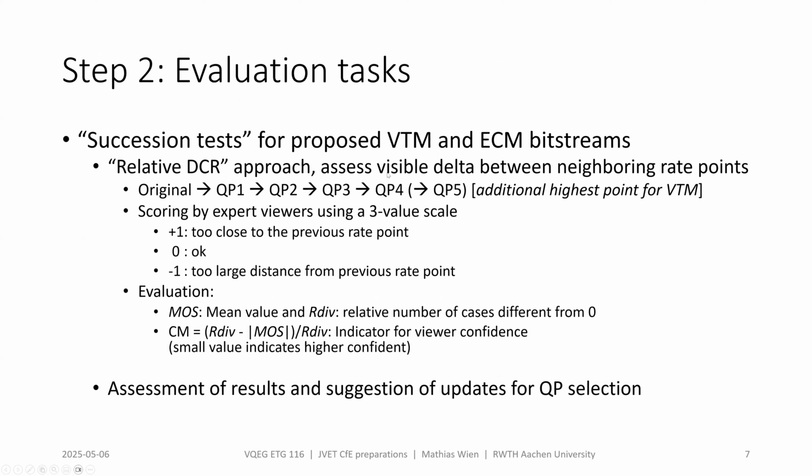forth. And so the experts that were in the test were asked to score whatever they see relatively. And we wanted to make it rather simple. So we asked them to do a 3-value scale where a +1 would mean the quality of, let's say, the lower one is too close to the higher one. 0 would be okay, and -1 would be a too large step. That was the approach that we took, and then we looked at the average of that.